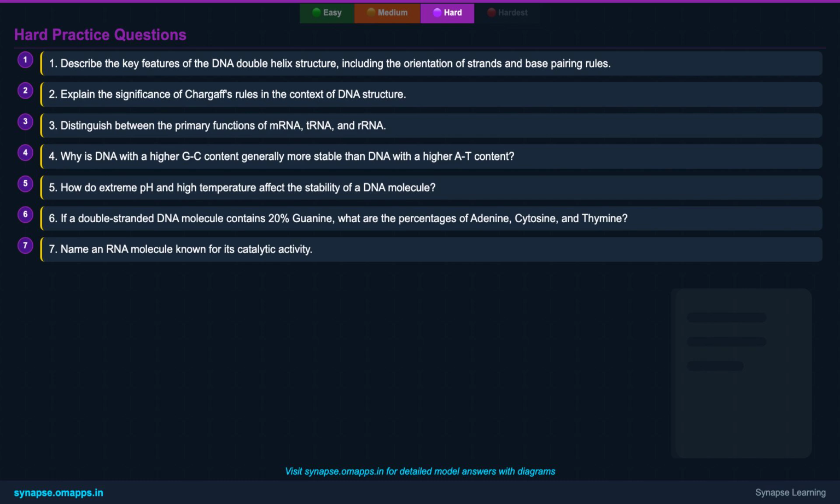Describe the key features of the DNA double helix. Explain Chargaff's rules. Distinguish the primary functions of mRNA, tRNA, and rRNA. Why is GC-rich DNA more stable? How do pH and temperature affect DNA stability? If DNA has 20% guanine, what are the percentages of A, C, and T? And finally, name an RNA molecule known for its catalytic activity. Challenge yourself to provide detailed answers.